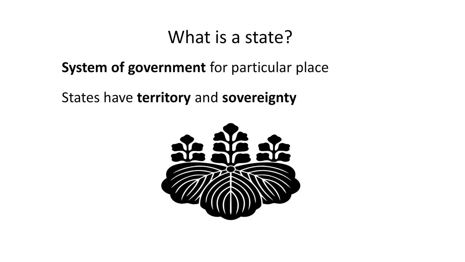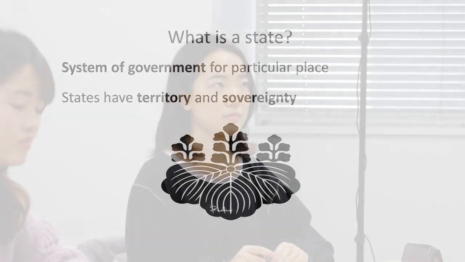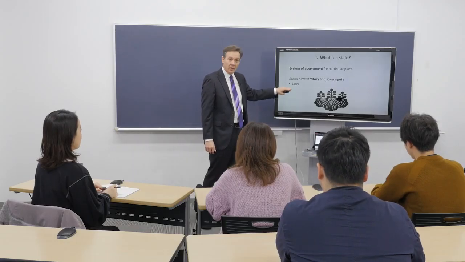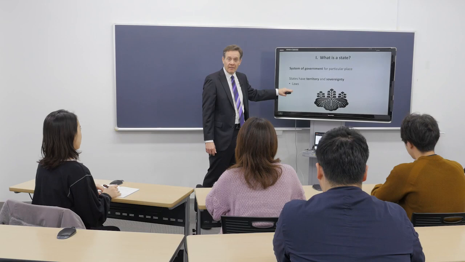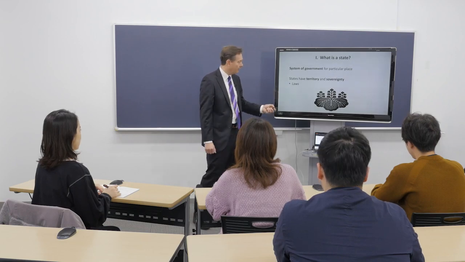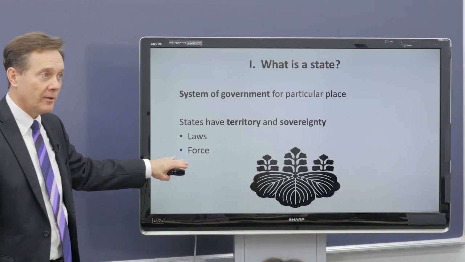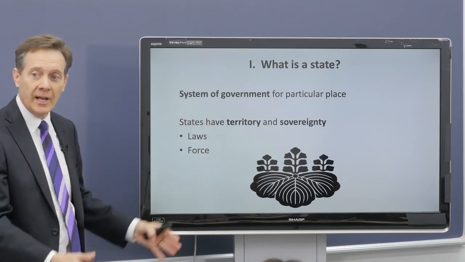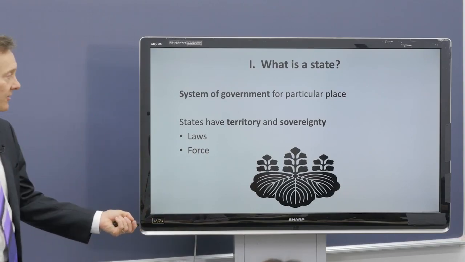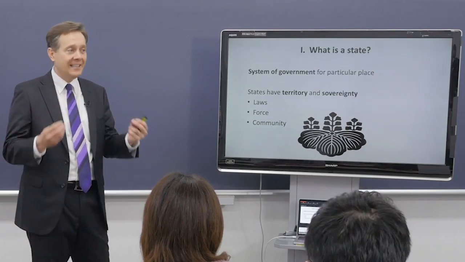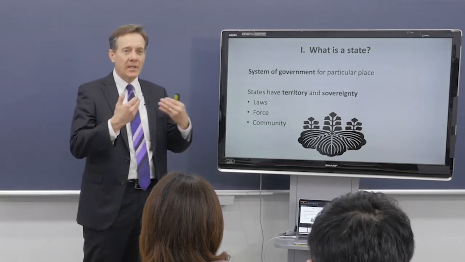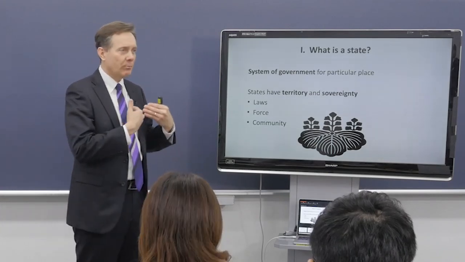That means only one state can govern one place. Other states cannot interfere, cannot govern. They must respect each state's sovereignty. Having sovereignty means that the state, only the state, can make laws for that space, for the people in that place. It creates laws and then enforces them with police, for example. Only states have a military force as well, right, to protect the entire place, to defend the entire space, the entire territory. And finally, within a state, there's usually some idea of community, some idea that we are Japanese, we are Canadian, we are Brazilian.